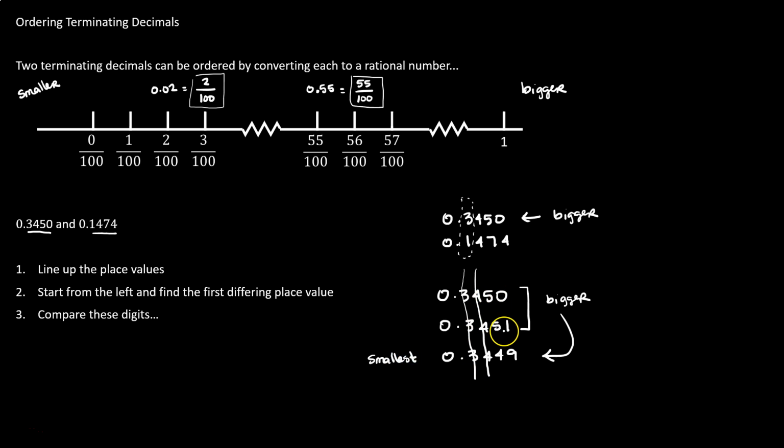Now I need to decide between the two bigger decimals which one is the biggest. If they both have 5 in the thousandths place, then I need to move over to the 10,000ths place. And here I notice there's a 0 in one decimal number, there's a 1 in the other. 1 is bigger than 0, so this one has to be the biggest. And then that means the other guy is the middle number. So if we wanted to order these, we could say 0.3449 is less than 0.3450, which is less than the biggest number, 0.3451.